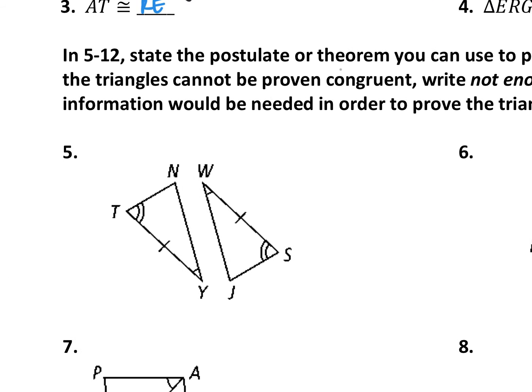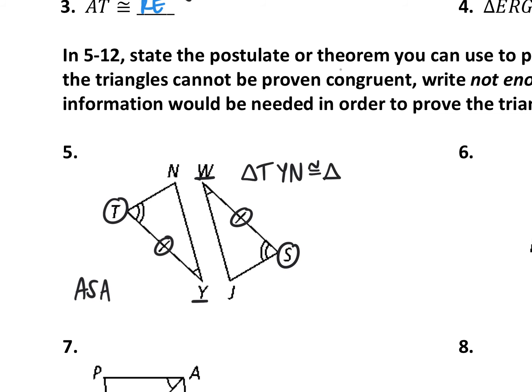Okay, problem number 5 here. We're given an angle T, we're given an angle S that are congruent. Y is congruent to W, and we have a side length here that's congruent to another side length. So they are in the same position, so we can go ahead and say that these two triangles are congruent by angle, side, angle. And if we were going to write a congruency for that, we would say triangle TYN is congruent to triangle. We have to start with S here. Y corresponds to W, and N corresponds to J.